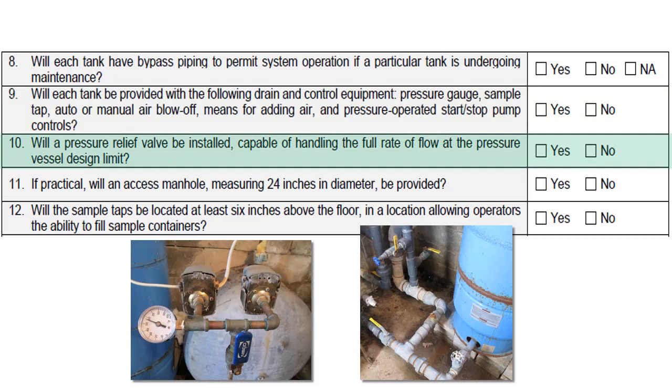Pressure relief valves should be installed that can handle the full rate of flow at the pressure vessel design limit. Manholes or entry hatches should be provided if practical to allow for inspection of the tank and bladder. Sample taps should be provided and located at least 6 inches above the floor in a location that allows operators the ability to fill sample containers.